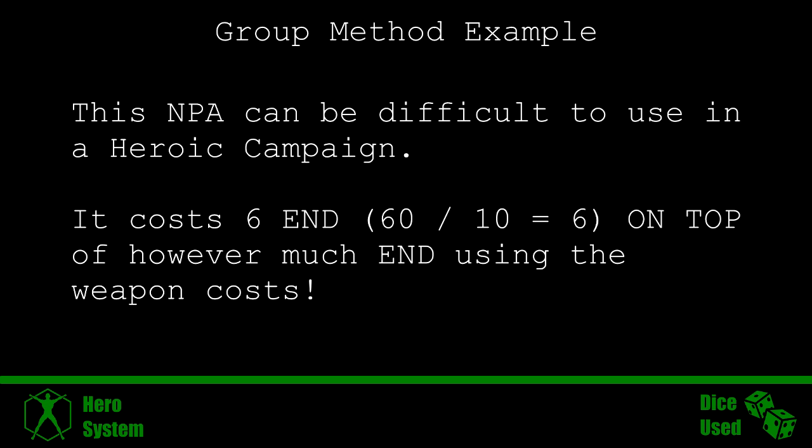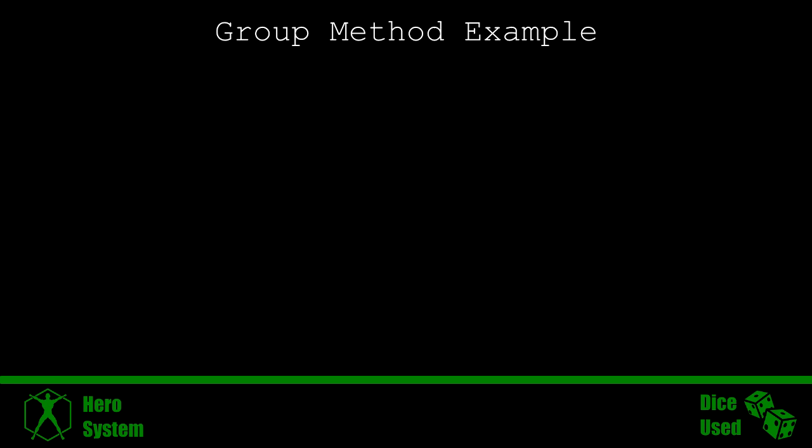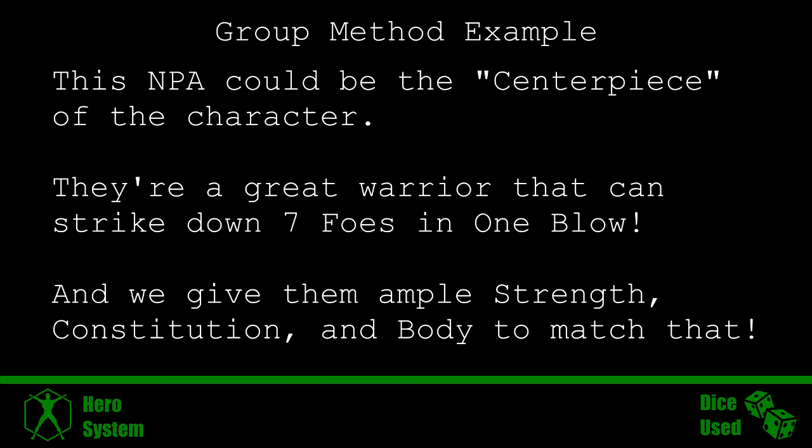Worth noting is that this has a particularly high point cost, making it difficult to use in a heroic game. This is made more challenging since the 60 active cost would mean that they have to spend 6 endurance for the area of effect on top of however much they're using for that weapon. With this in mind though, we can make this the centerpiece of the character.